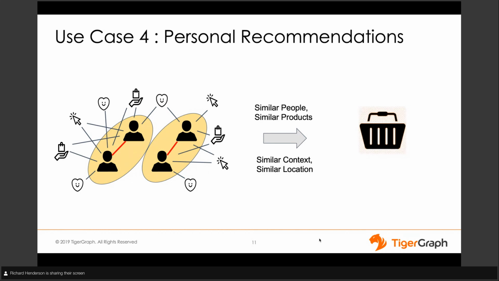So in this particular case, you need to deal with not only similar people and similar products, but you also need to deal with similar context and similar location. And with a graph, it's very easy to integrate these real-time pieces of information, including real-time history, so that you've actually got a dynamic recommendation approach.